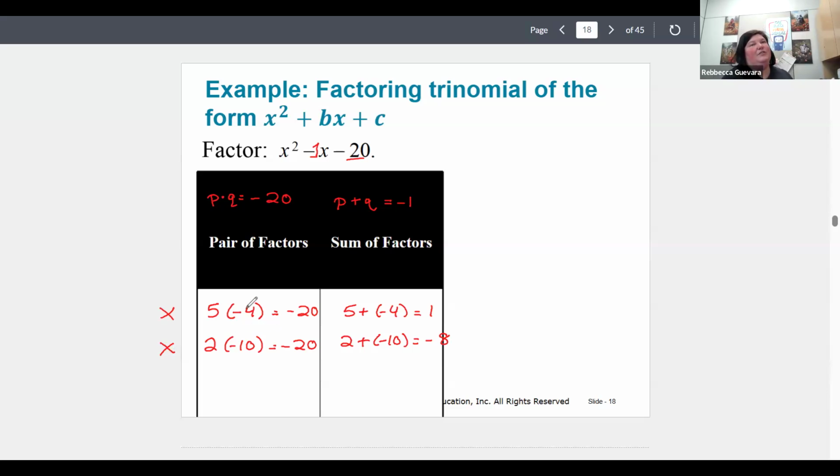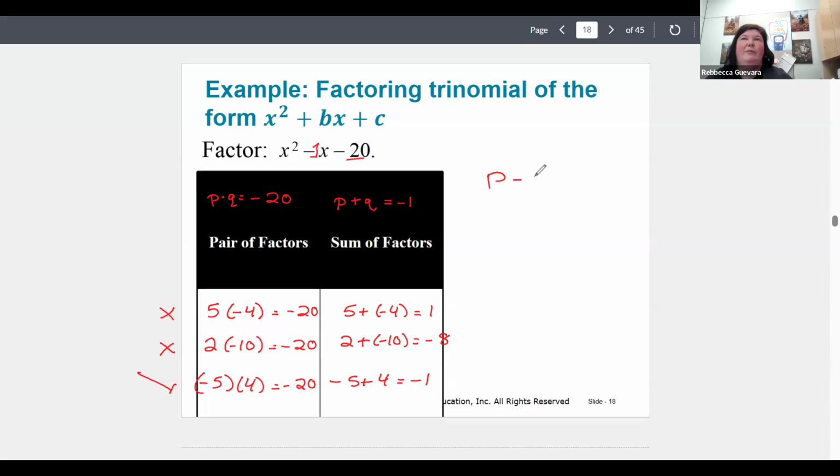One of the things you might have noticed here is that this one was really close. The 5 times the negative 4 gave me the negative 20 and added gave me a positive 1, but I want a negative 1. So when you see this, I would suggest going back and thinking, you know what I could do? I can flip these. What about if I had a negative 5 and a positive 4? That still multiplies to give me negative 20. Negative 5 plus 4 will add up to give me negative 1. One of the things to watch out for is that when you get the correct numbers but just the wrong sign, that means you should flip which one has the negative.